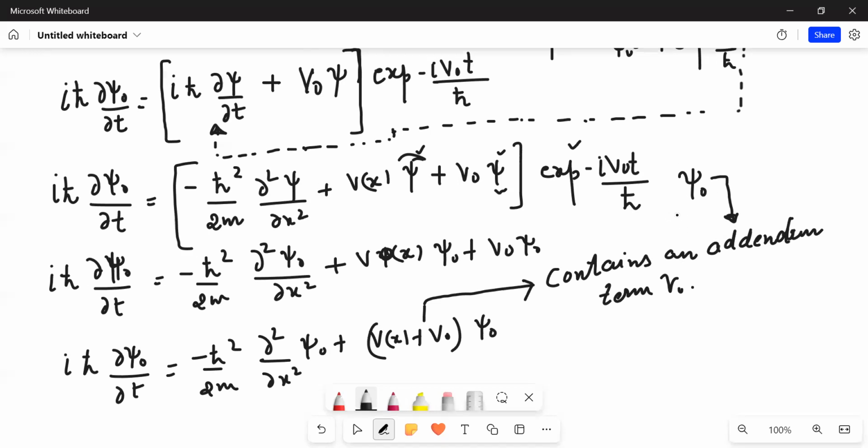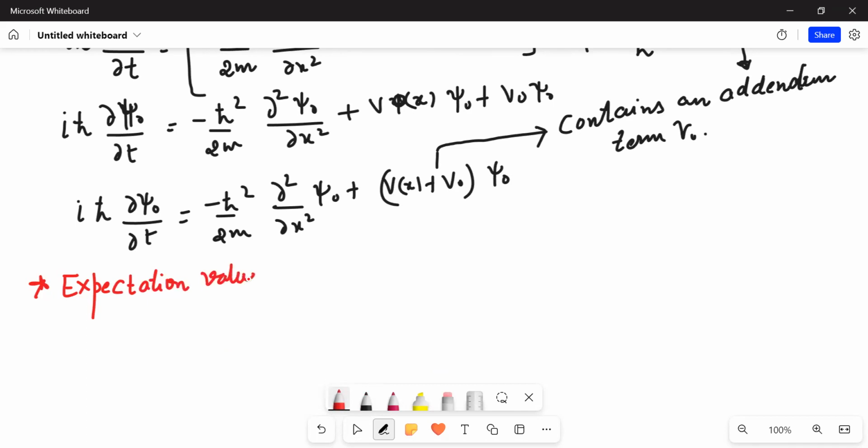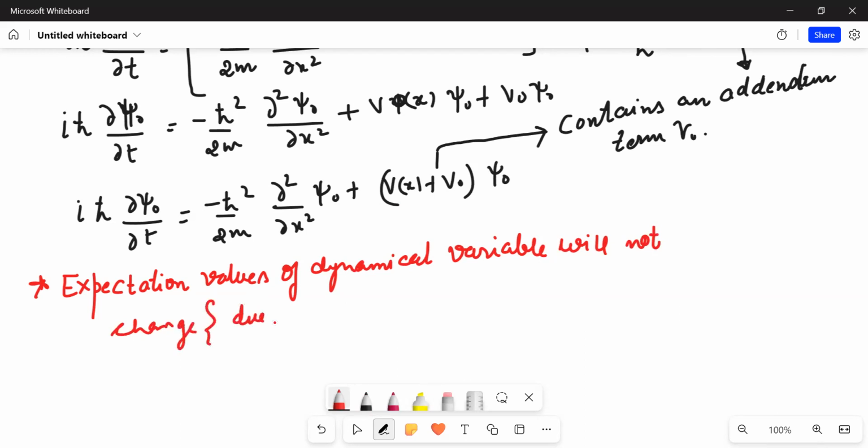So in quantum mechanics, if we change the potential energy by V naught, the wave function form would also change. However, the expectation values corresponding to the dynamical variables will not change due to the addition of V naught.